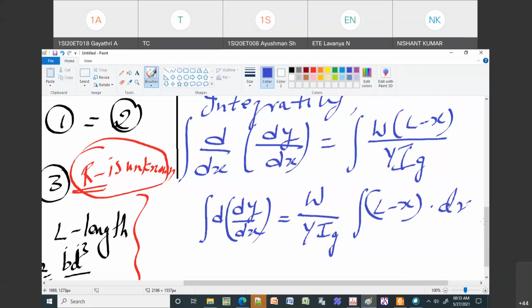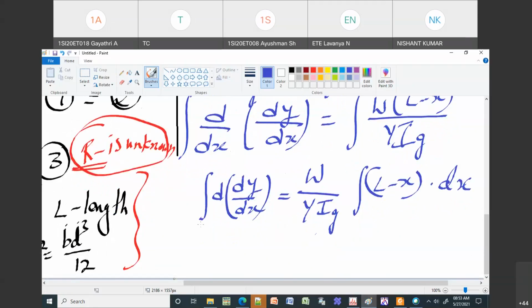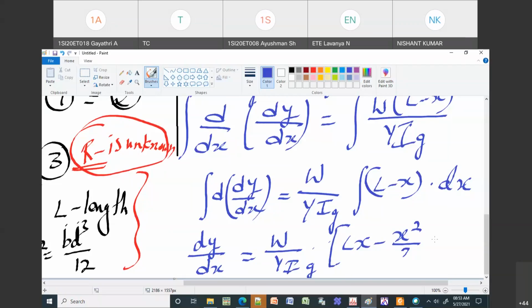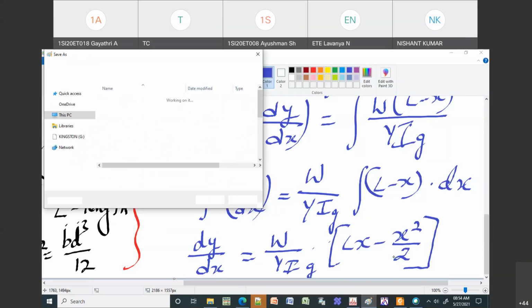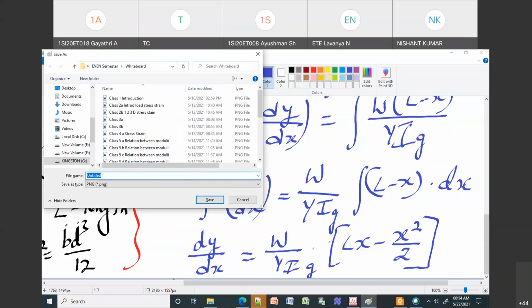Now you just simplify this. The left hand side will be dy/dx, equal to W by Y into Ig into the integral of this, which is Lx minus x²/2. So that is the integral of this term. Next you have to do one more integration, then you get the equation for small y.